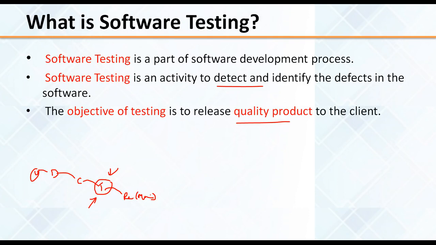So testing is a part of the development process. It is one of the phases, and testing is basically an activity to identify the defects of the software, and the main objective of the testing is to produce a quality product to the client. Quality product. Here we will discuss what quality is and how we need to measure the quality of the product. Why we need to do testing is to produce the quality product.